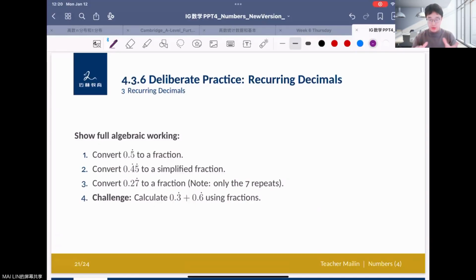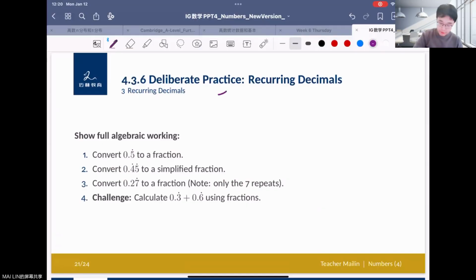So let's do these problems together. If you don't finish your homework, you can pause the video, and after finishing it, you can keep on going. So the first question is to convert 0.5, with the recurring dot above the 5.